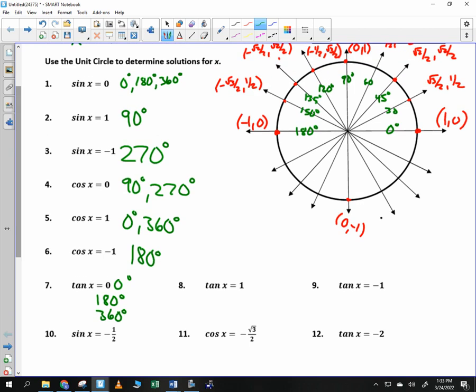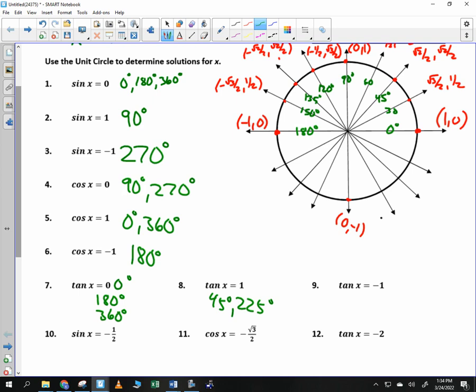Okay, so now let's try to think about this. When is tangent equal to 1? That would mean if you took y divided by x, you get the same thing, right? 45 and 225. So in the quadrant where they're both positive, and in the quadrant where they're both negative.